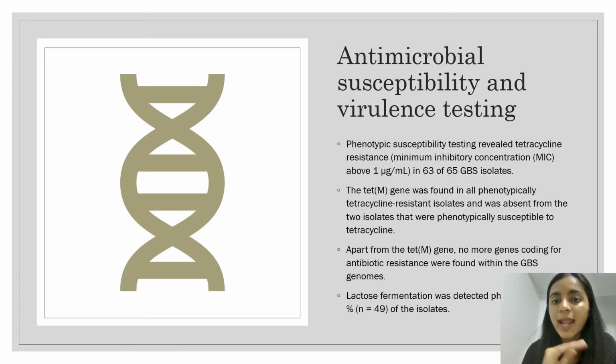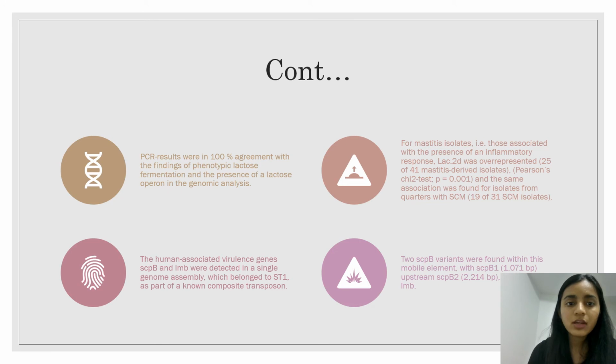So I'll go for antimicrobial susceptibility and virulence testing, where phenotypic susceptibility testing revealed tetracycline resistance. The TET-M gene was found in all phenotypically tetracycline resistant isolates and was absent from the 2 isolates that were phenotypically susceptible to tetracycline. Apart from the TET-M gene, no more genes coding for antibiotic resistance were found within the GBS genomes. And after that, all the PCR results were 100% in agreement with the findings of phenotypic lactose fermentation and the presence of a lactose operon in the genomic analysis.